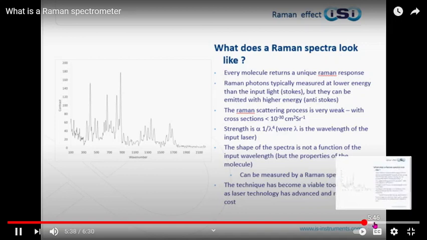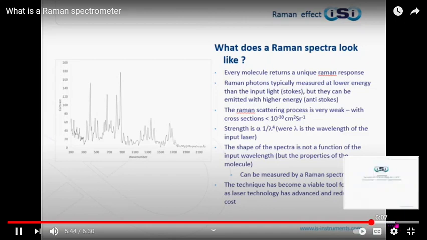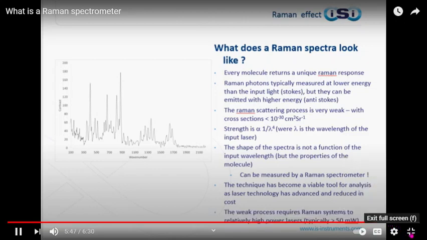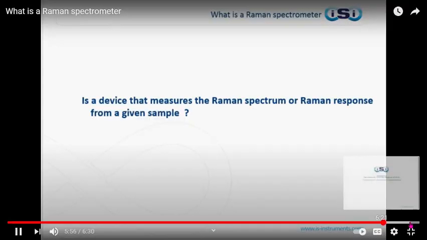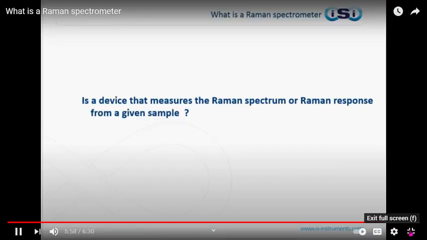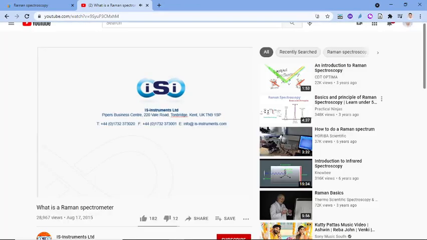The technique has become a viable tool for analysis in recent years as laser technology has matured and dramatically reduced in cost. The Raman process is weak and typically requires relatively high power lasers of greater than 50 milliwatts. So, what is a Raman spectrometer? Well, it is a device that measures the Raman spectra or the Raman response of a given sample, allowing you to identify or measure properties of its nature. Thank you for listening.